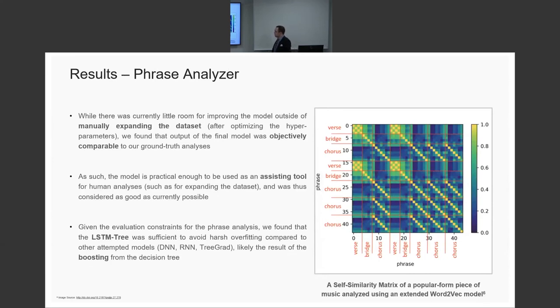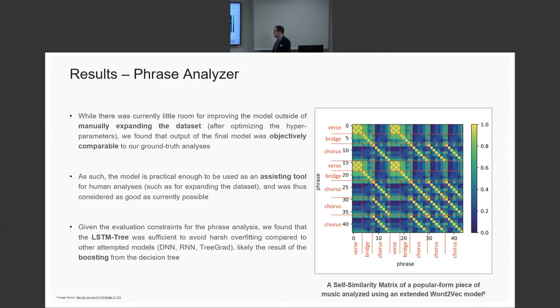The results of the phrase analyzer: while there was currently little room for improving the model outside of manually expanding the data set, after optimizing the hyperparameters, we found that the output of the model was objectively comparable to our ground truth analyses. As such, the model is practical enough to be used as an assisting tool for human analyses, such as for expanding the data set, and was thus considered as good as currently possible.